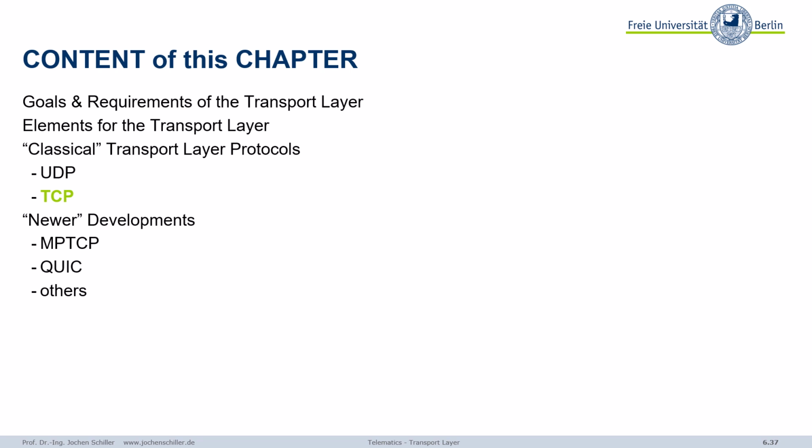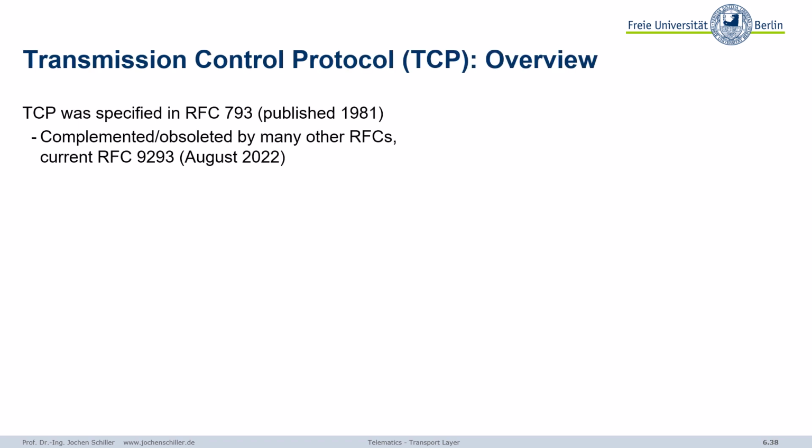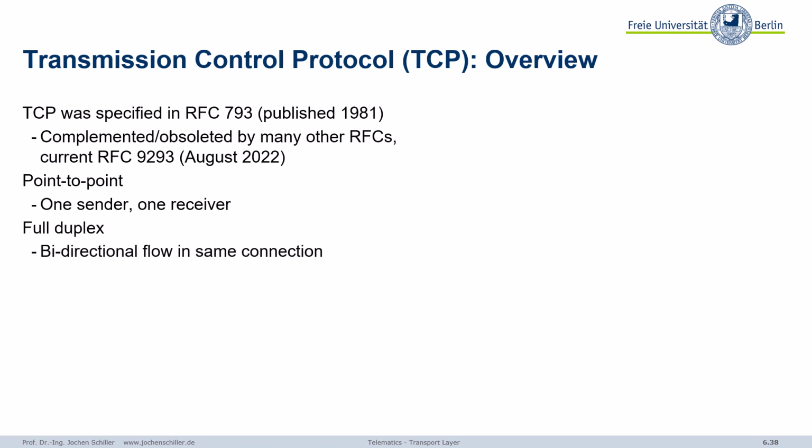That's way more complex. Again, an overview. So TCP was first published in 1981, a year later compared to UDP, but the first ideas were there already in '74. Many RFCs complemented this original specification, obsoleted it, and the current RFC is 9293, containing many new things. It's a point-to-point protocol. We have one sender, one receiver. But no matter who established the connection, it's a full duplex connection.